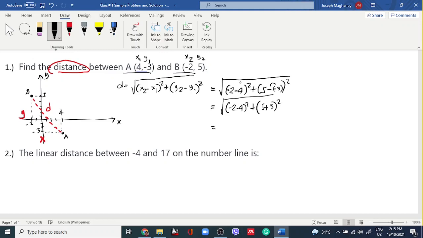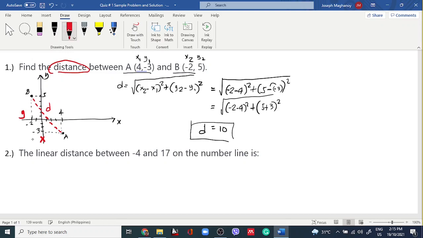So doing so, what is your answer here? Using your calculator, square root of quantity -2 minus 4 squared plus 5 plus 3 squared. So your answer for D is 10. Okay. So let's check if it is the same using the Pythagorean theorem.